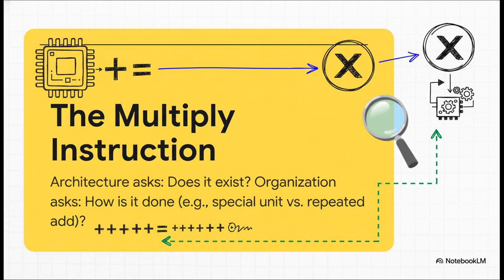The architectural question is really simple. Does the computer even have a multiply command? A programmer just needs to know if they can use it or not, yes or no. But the organizational question is, how does it actually do the multiplication? Is there a special, super fast, and probably expensive piece of hardware just for multiplying? Or does the computer use a cheaper method, like just adding a number to itself over and over again? Both get the same answer, but the organization, the how, has a huge impact on the computer's speed and cost.